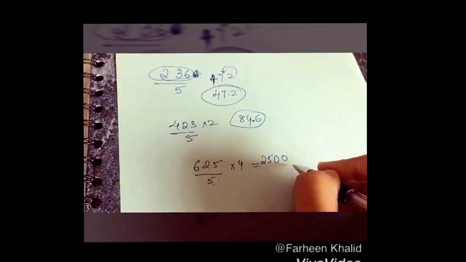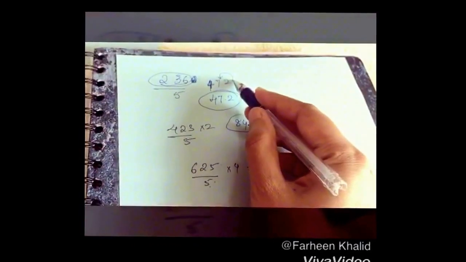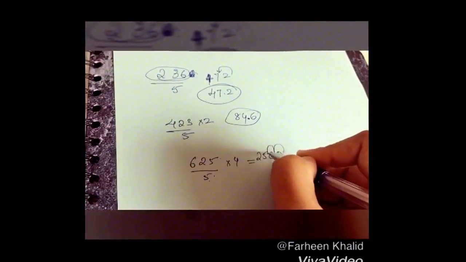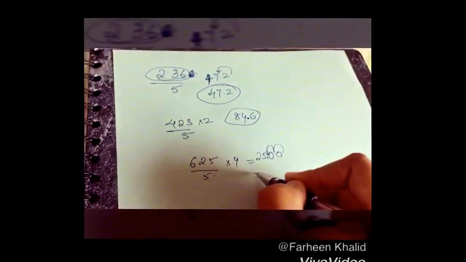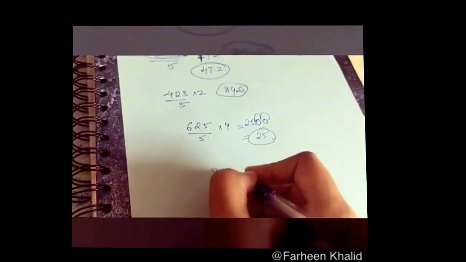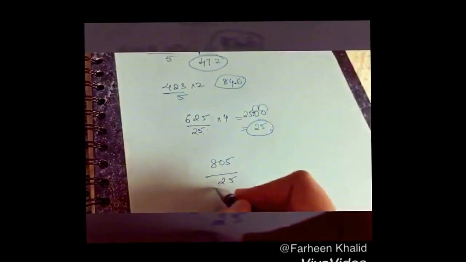So that's our answer. But this time, instead of putting the decimal point one space back, we put it 1 and 2 spaces back. So our answer here is 25. Okay, now let's do the next one. It's 805 divided by 25. Sorry, this was also 25, so 25.